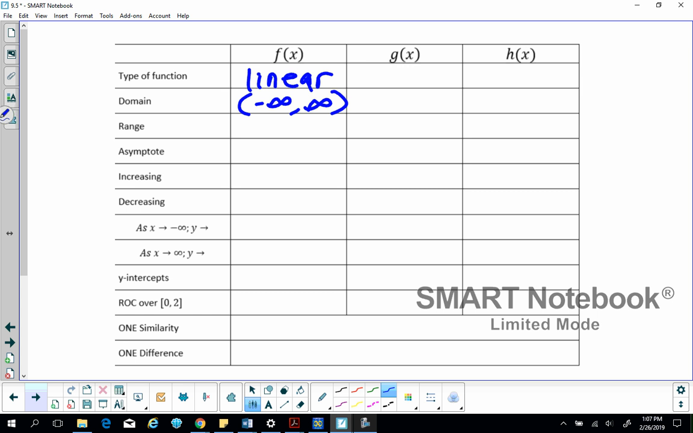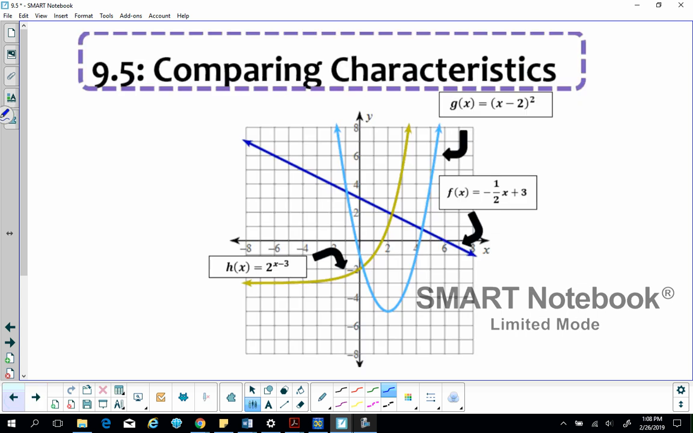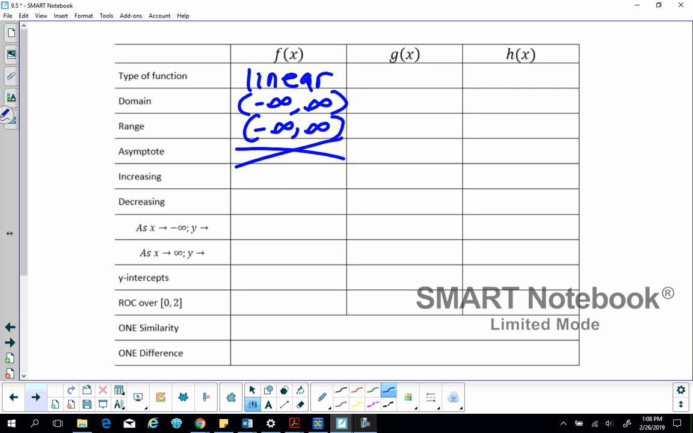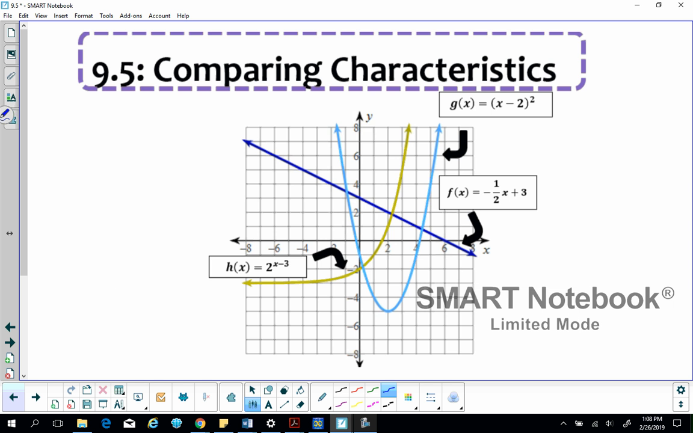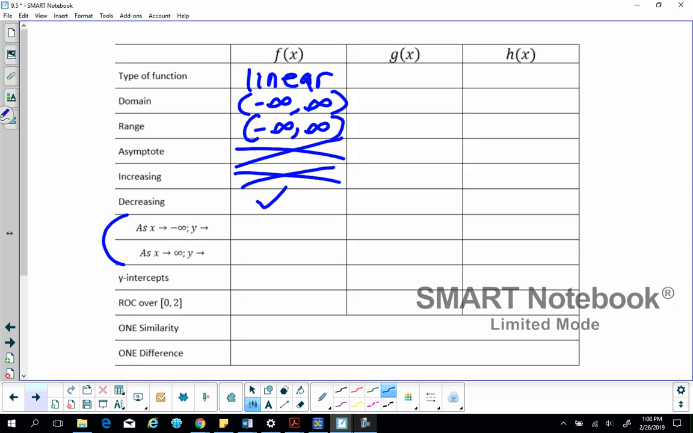Your range, if it's going down forever, what is it? Yep, the positive. Do linear equations have an asymptote? No, so just cross it out. Looking at this equation, is it increasing or decreasing? See how it's going down? So it's not increasing, it's decreasing. And behavior you can skip for right now. We'll do that tomorrow. Y-intercept. What's the y-intercept? 3. How do I write that as a point? 0, 3.